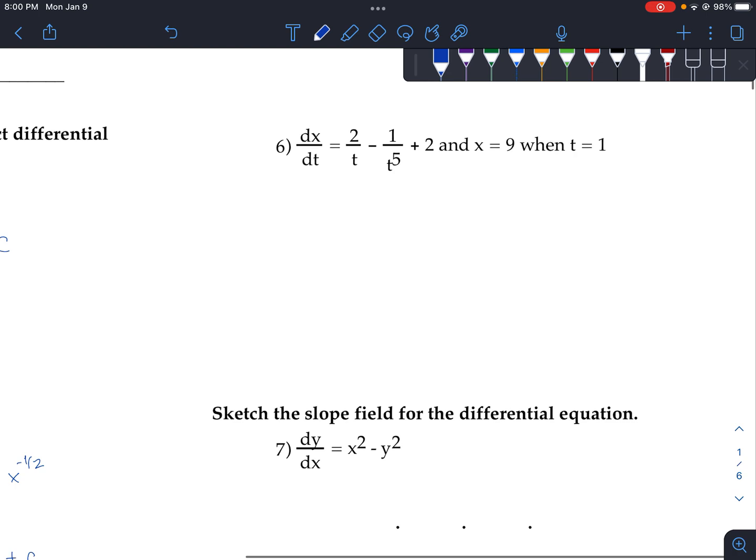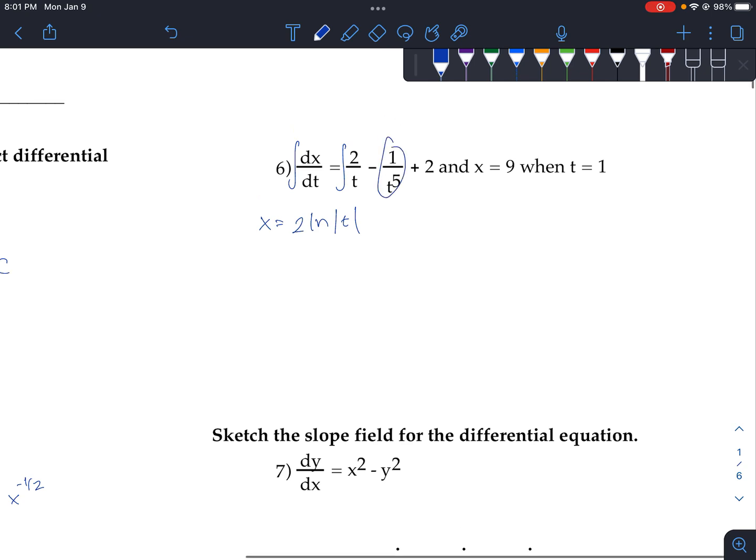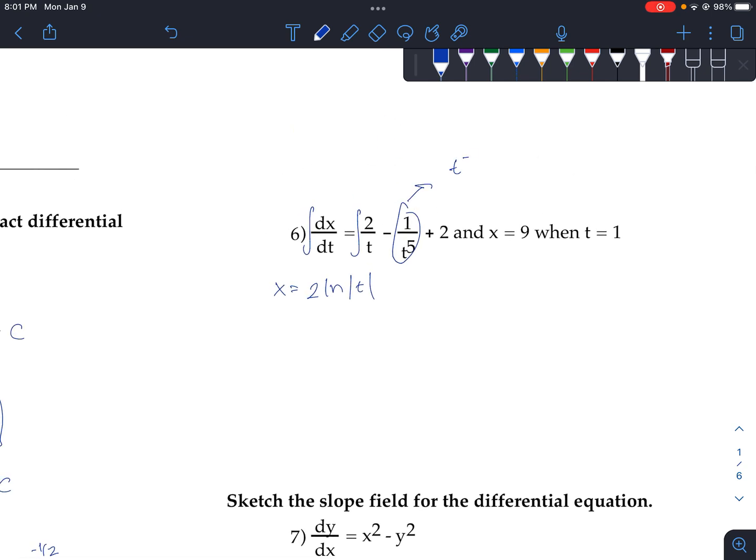Doing the same thing up here, looking to solve this one. First, we're going to integrate. Just notice the variables: you're looking for x with respect to t, so x is going to be equal to 2 over t, that looks like it's going to be 2 natural log of t. Now, this term right here would be equivalent to t to the negative 5. So whenever I anti-differentiate, I need to increase the power by 1.